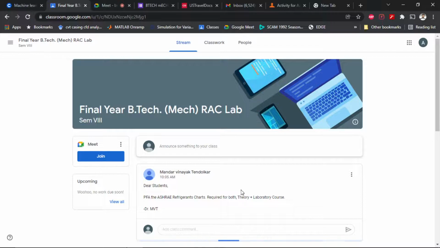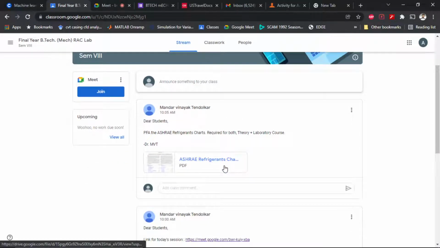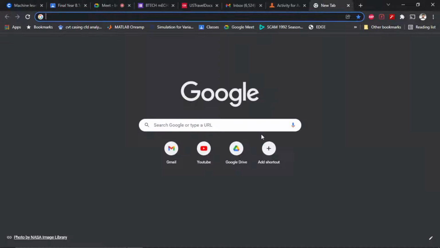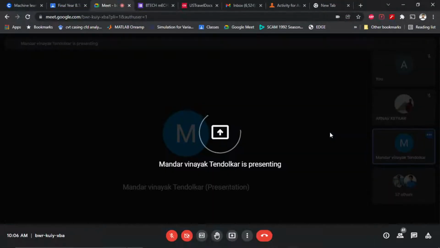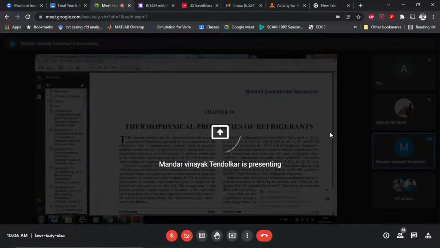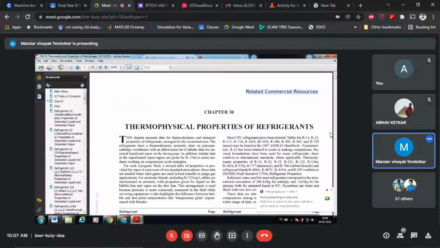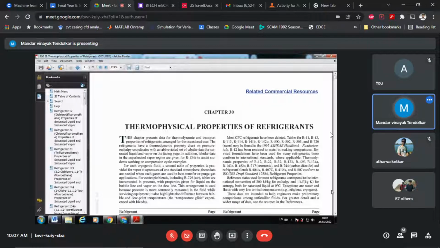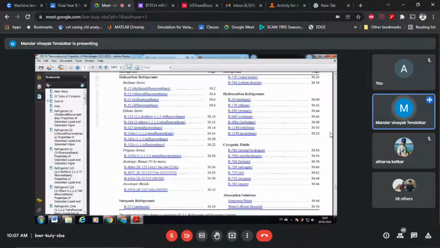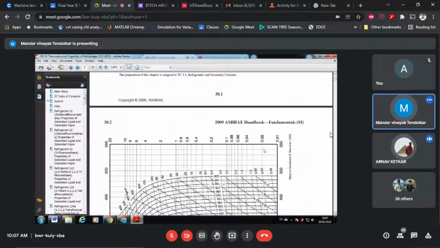Let me share the screen so that I can explain properly. Can you see this? Yes, sir. This is the file which I have shared, right? Thermophysical properties of refrigerants. Is this the same one? Yes, sir. 2009 ASHRAE handbook.